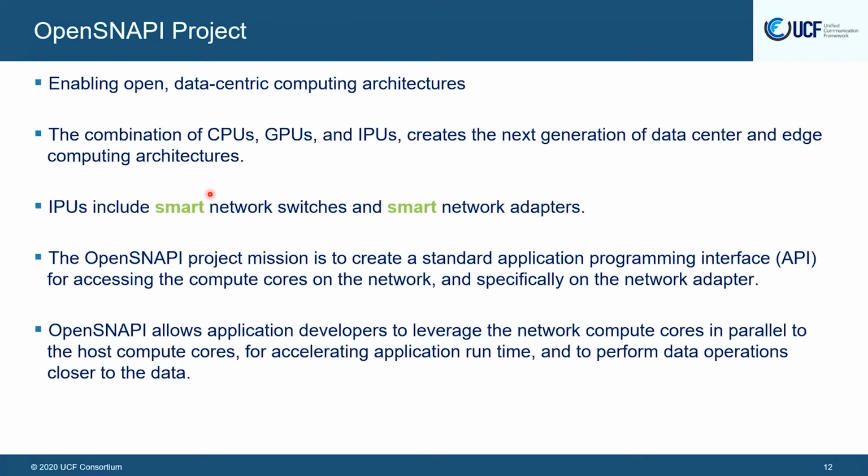So the mission is to create an application programming interface for accessing those, here it says compute cores, and that's aligned for the DPU case, but it can be any programmable logic. And specifically for the network adapter, I'll later talk about an example of an offload engine and functionality we already built for smart network adapters. And again, the idea is to allow you to get access to those new cores and run whatever it is that you want to run on them.